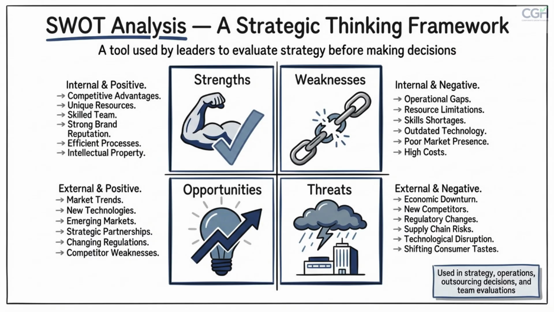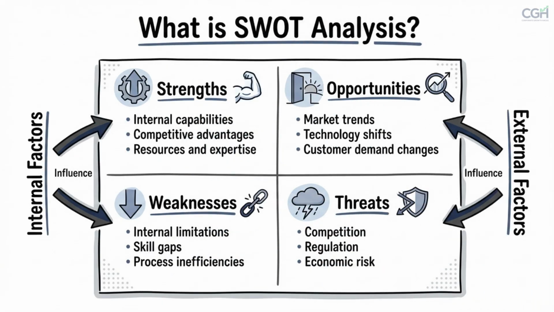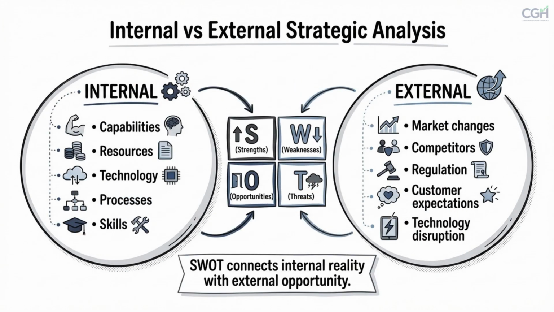Let us start with the basics. SWOT stands for strengths, weaknesses, opportunities, threats. It is a strategic framework used to evaluate a situation before making important decisions. But the most important concept to understand here is this: strengths and weaknesses are internal. Opportunities and threats are external.